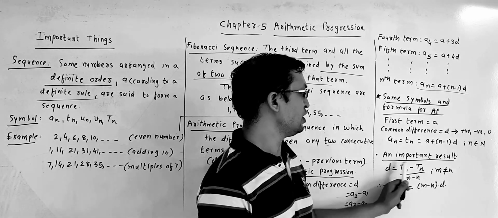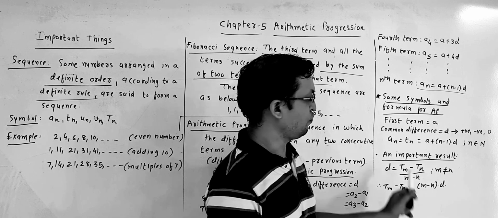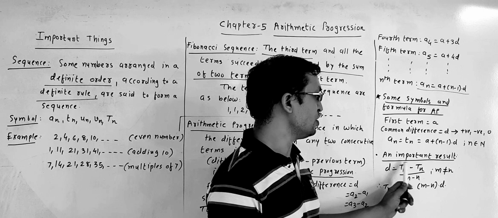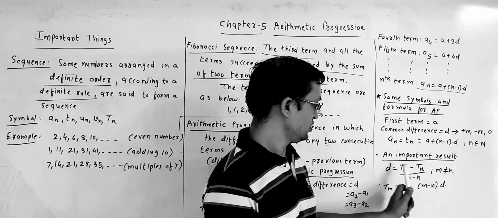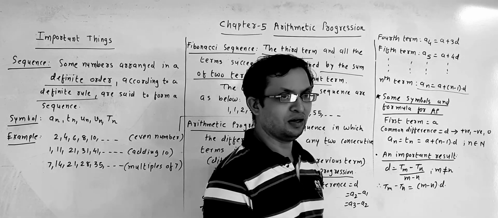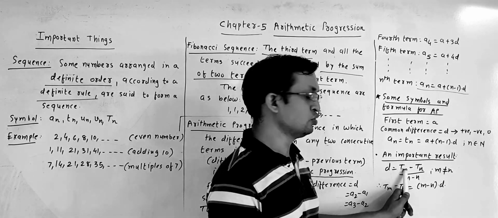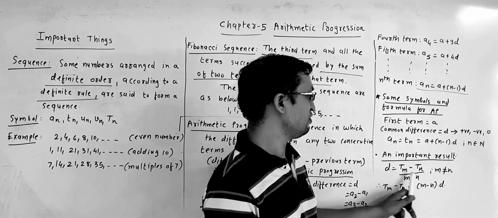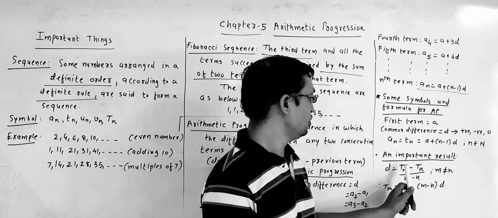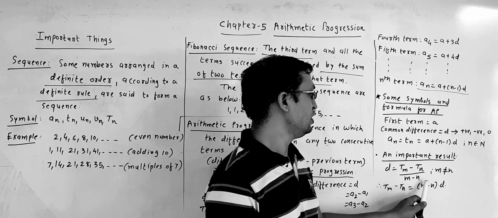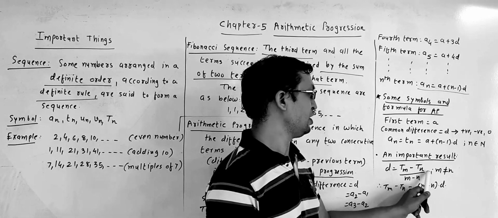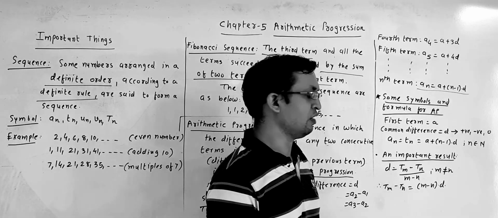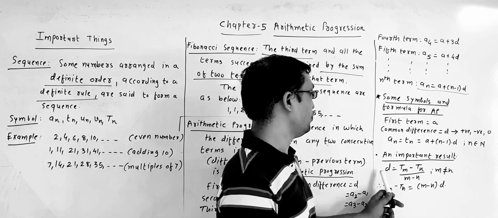Suppose fifth term is given and second term is given. To find the difference, apply this formula. Here 17th term is given and 12th term is given. 17th term is equal to 70 and 12th term is equal to 30. So 70 minus 30 divided by 17 minus 12. 70 minus 30 is equal to 40. 40 divided by 5. Therefore difference is equal to 8.